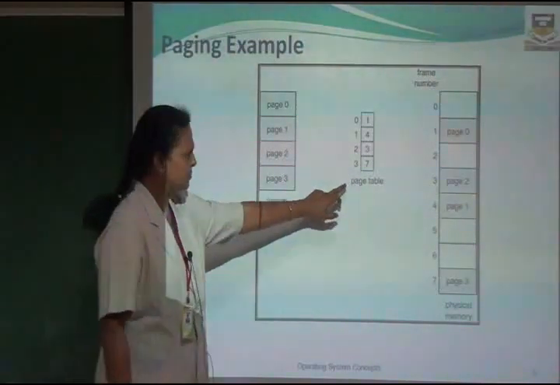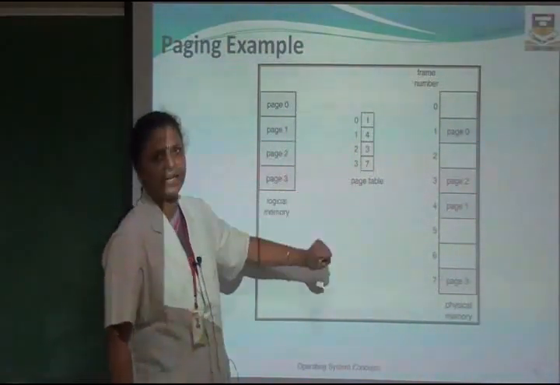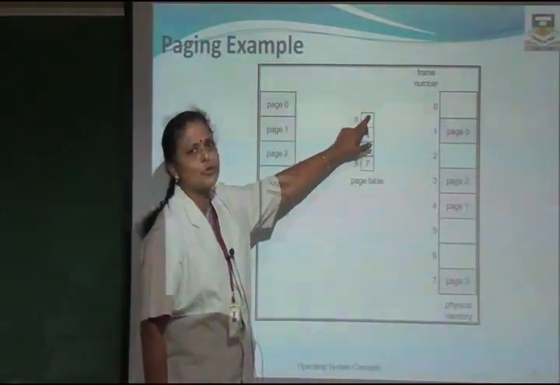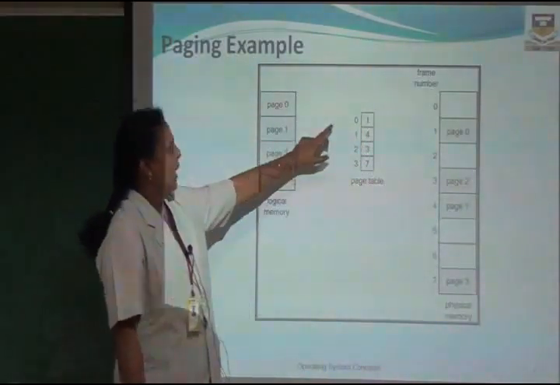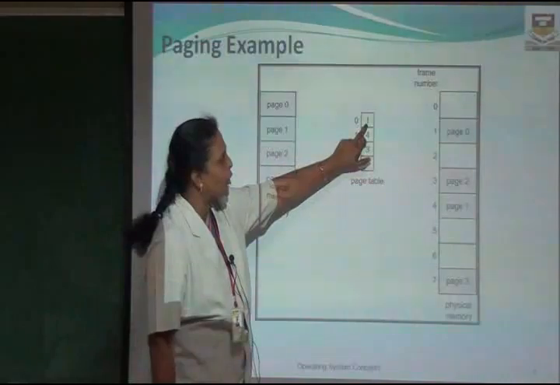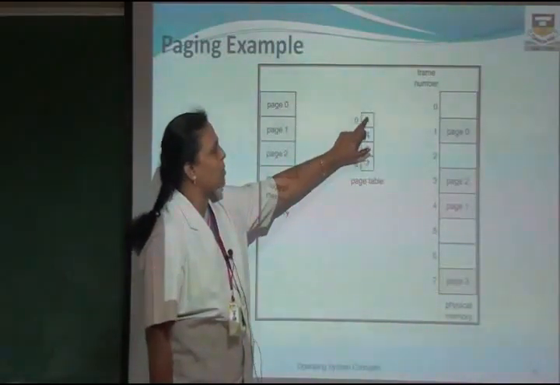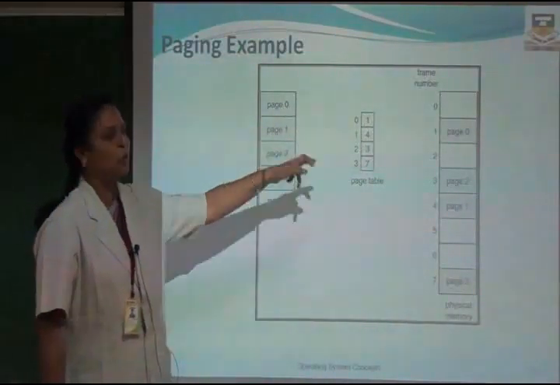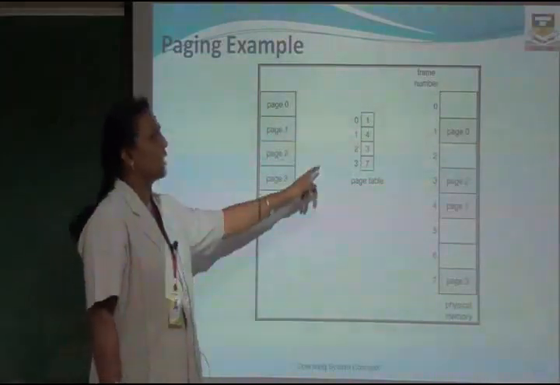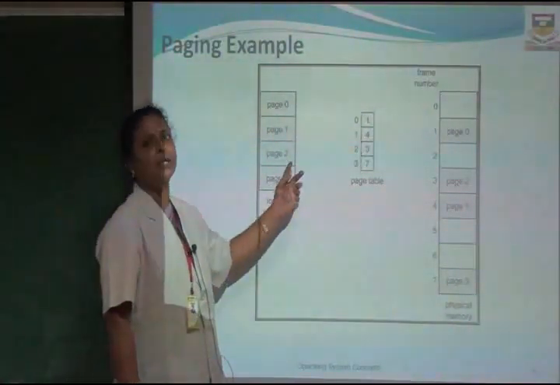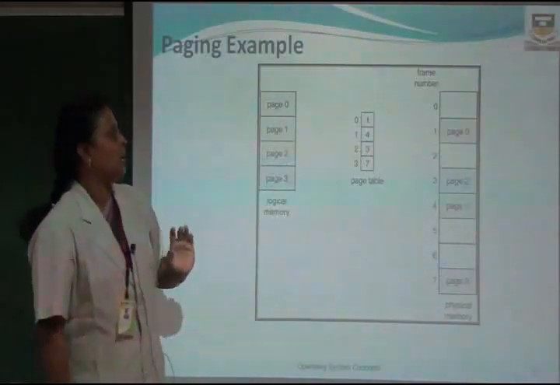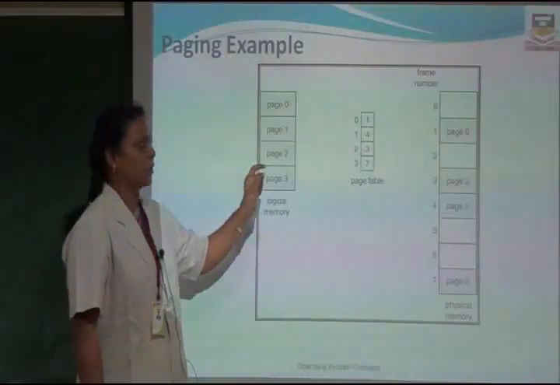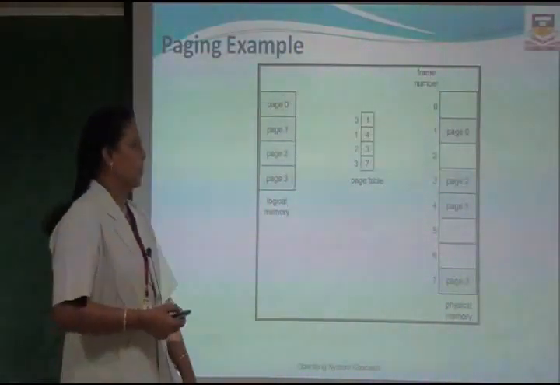In this page table, the page number is used as an index, and the entry specifies the frame number. That is, page number 0 is loaded into frame number 1. So the frame number specifies the frame in which that particular page is loaded into the physical memory. By maintaining this frame number, the operating system can easily calculate the physical address, or easily locate where that particular page is available in the physical memory.